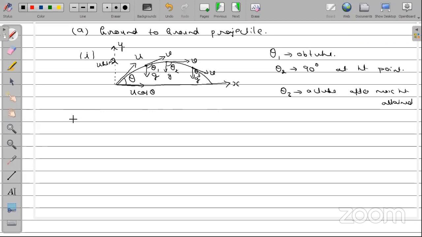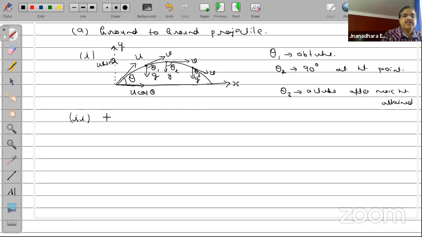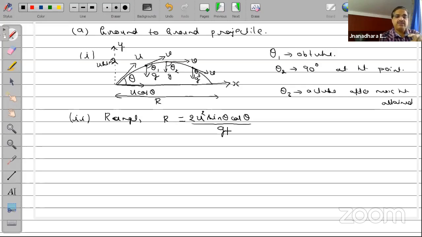Now, in this part, I'll be interested in the range. You all know what range is. This particular distance is called range along the horizontal. So this range will be given as 2u square sine theta cos theta by g. I would like to write it in this particular expression because it helps me in solving the problem quickly. Another way of writing this, of course, is u square sine 2 theta by g. So both of them will be important.